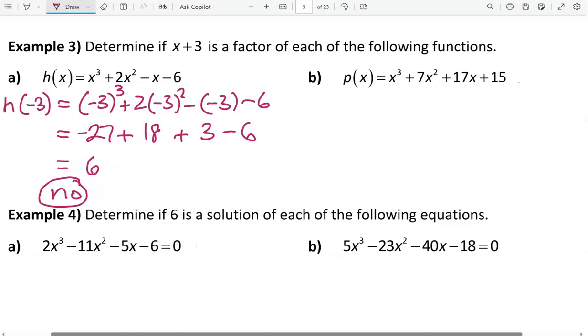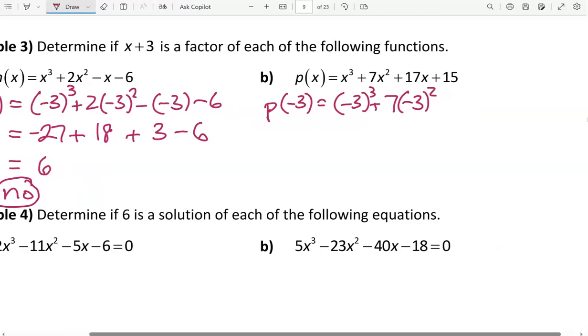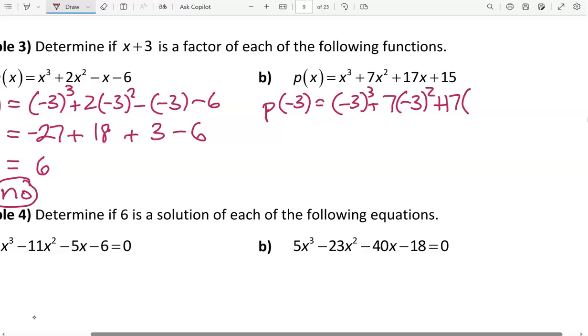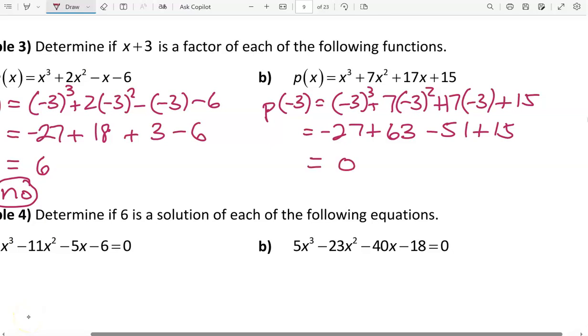And now let's do the same for b. Again, we're going to find p of negative 3. p of negative 3 is negative 3 cubed plus 7 times negative 3 squared plus 17 times negative 3 plus 15. That's negative 27 plus 9 times 7, which is 63, plus 17 times negative 3, which is negative 51, plus 15. That does give a value of 0, so the answer there is yes, x plus 3 is a factor.